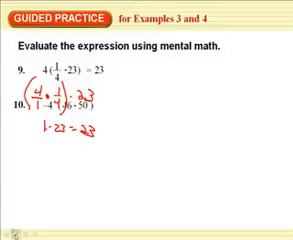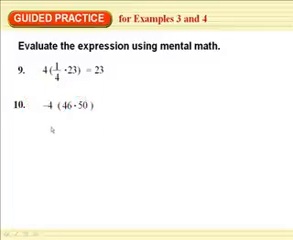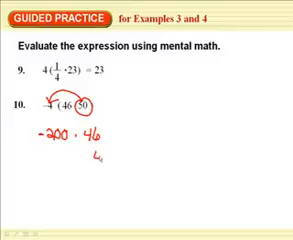Again, 50 and 4 are easy to multiply. It's like 4 $50 bills would be $200, and it would be negative 200 times 46. And I would just do 46 times 2 is 92, with 2 zeros added on. So negative 9,200.